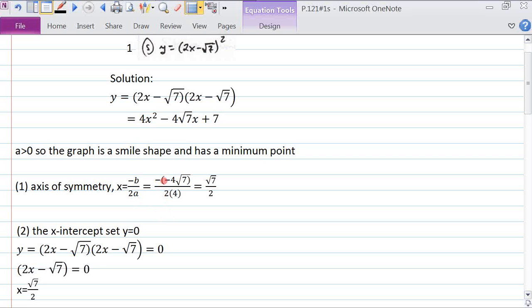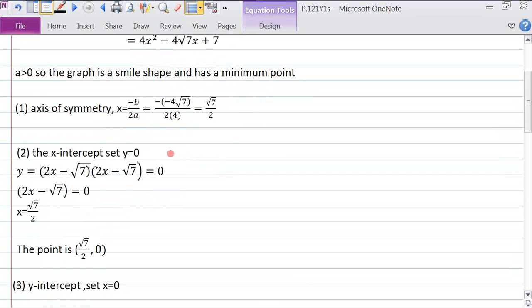So here's the minus, and then b is minus 4 root 7, which is right here, and a is 4, so 2a is 2 times 4. This becomes 4 root 7 over 8. We can divide the 4 into the 8 and get the 2 in the denominator, so the axis of symmetry is root 7 over 2.